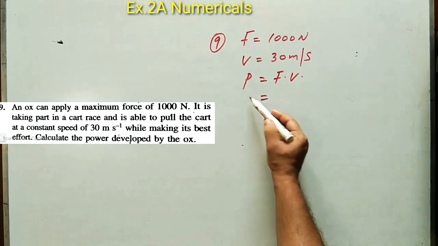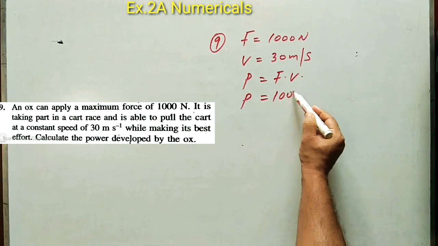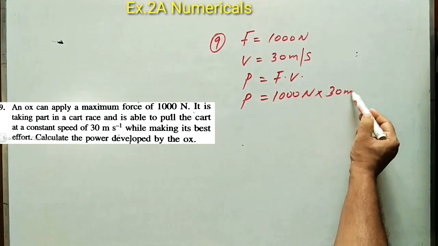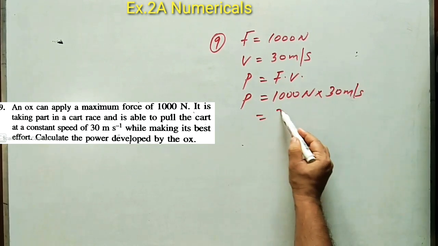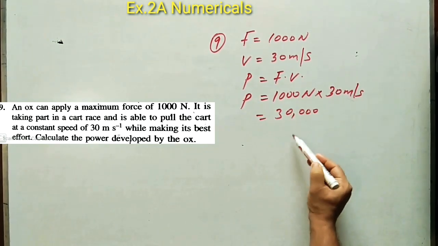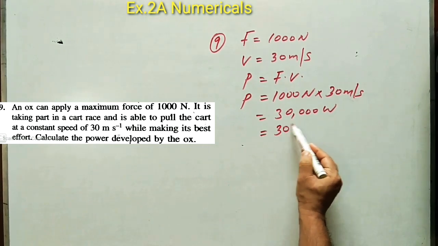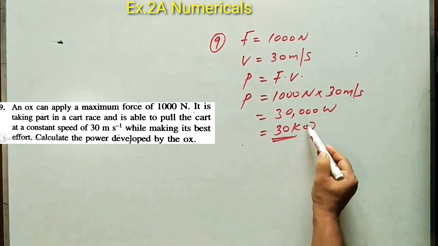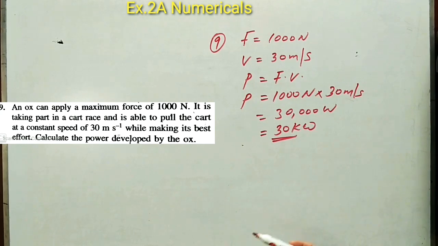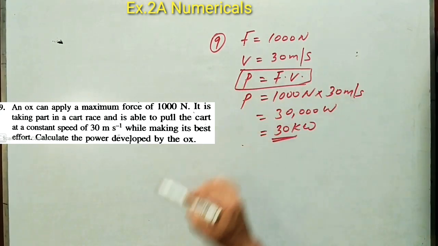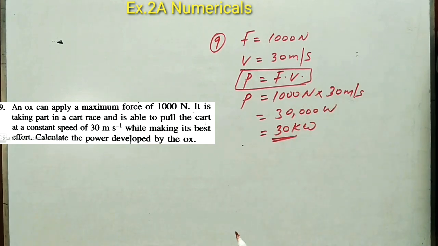So I can write power is equal to force, 1000 Newton, into velocity, that is 30 meter per second, that is equal to 30,000 watt. So that's equal to 30 kilowatt. So this is the power developed by the ox. So here you have to remember the power. So power is equal to product of force into velocity.